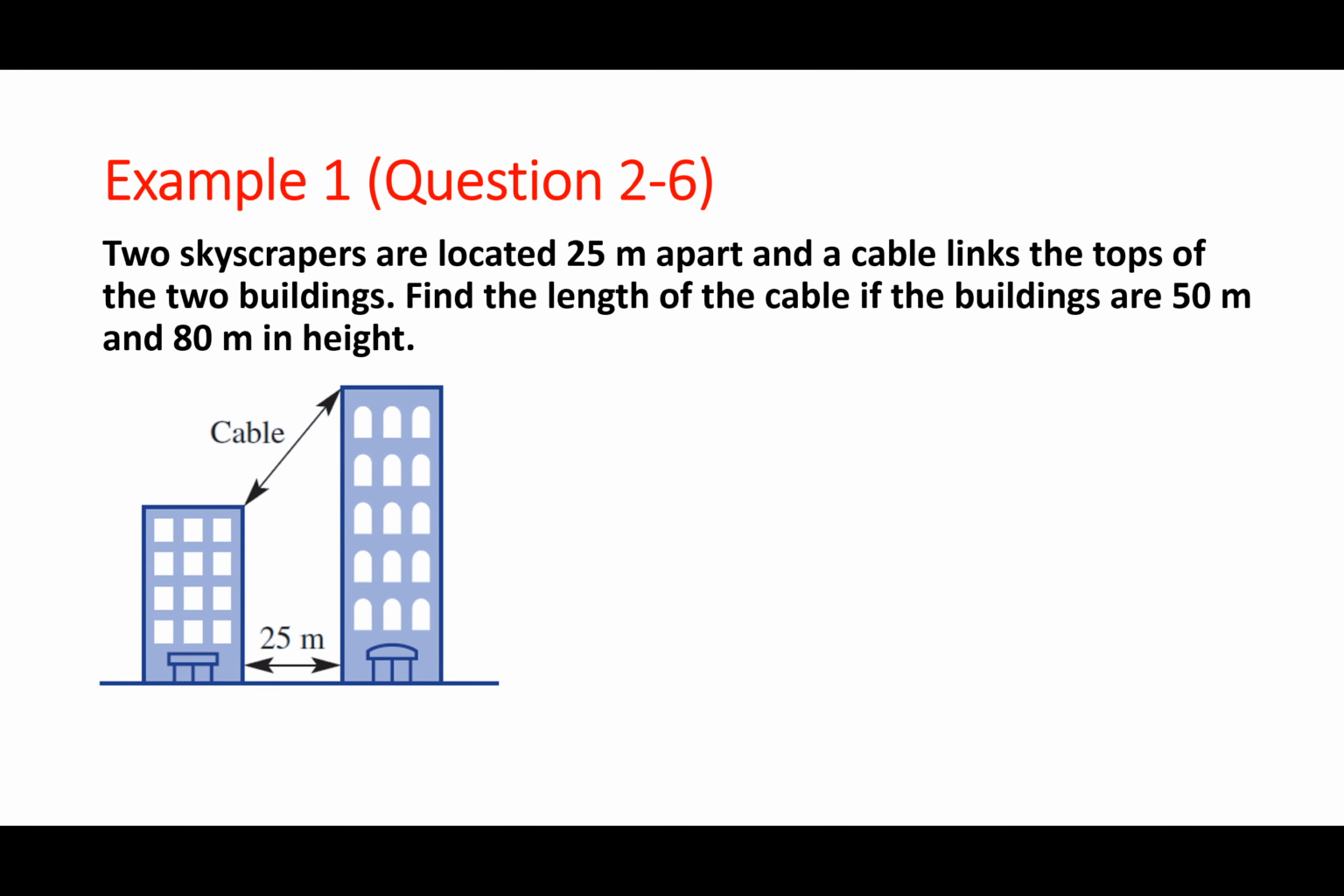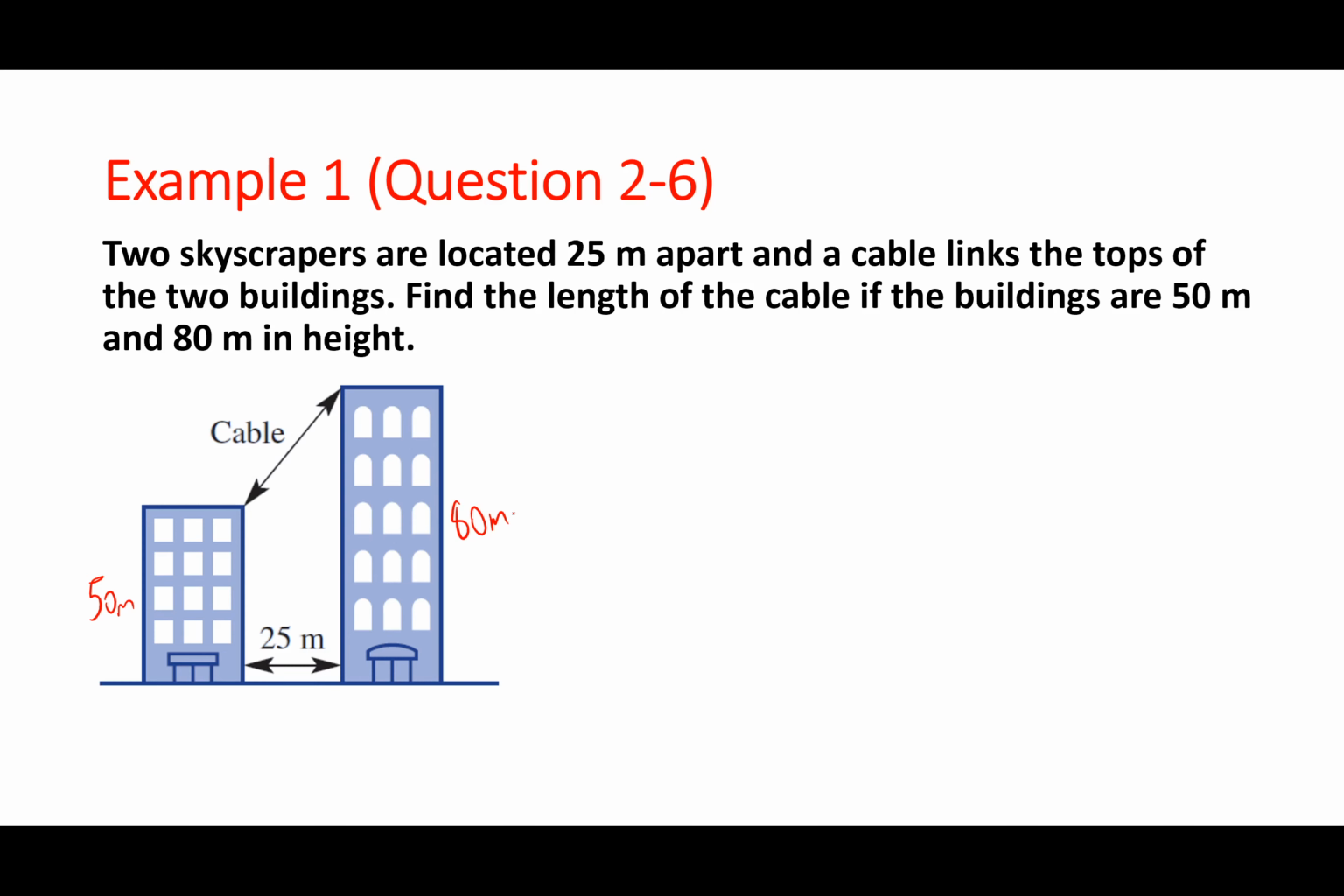Now for the real example, so this is example 1 for questions 2 to 6. Two skyscrapers are located 25 meters apart, and that's indicated by this number down here. And a cable links the top of the two buildings. Find the length of the cable if the buildings are 50 meters and 80 meters in height. So this one is 50 meters, this one is 80 meters.